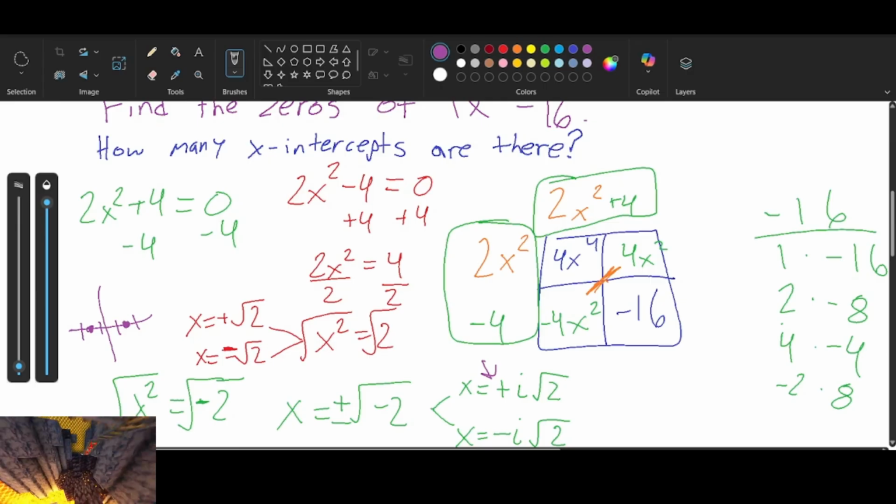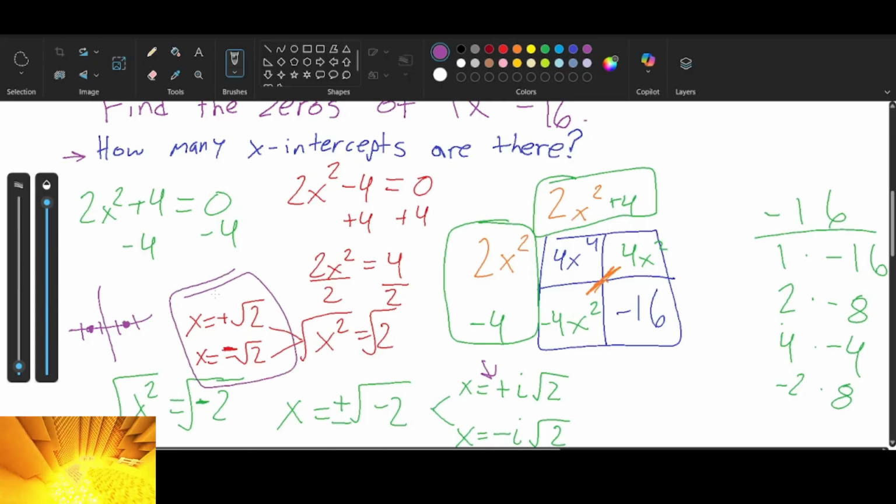We've talked about this many a time. If there's an i, that means it's an imaginary number. I don't see any i's on my x-axis. I can't graph that. So for our answer, only 2 of those zeros were actually x-intercepts. So we found that there were 4 zeros, but only 2 of them were x-intercepts.